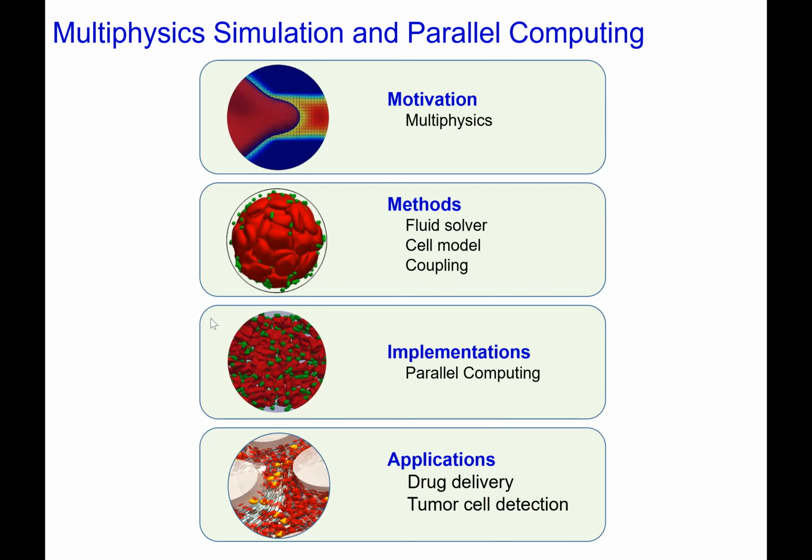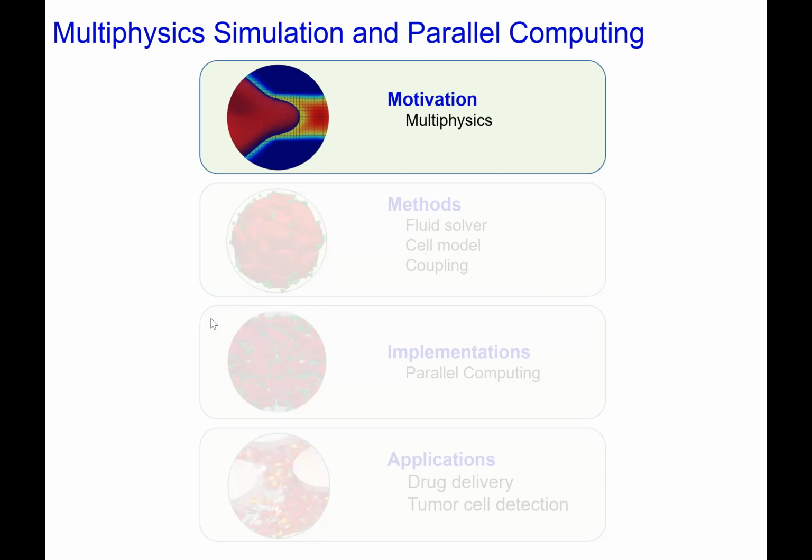Next, we will talk about how we can take advantage of the current modern computer hardware so that we can accelerate the simulation. That is what we call parallel computing, or sometimes people call it high performance computing. And in the end, I will show you two examples of applications with such a powerful tool. One is in drug delivery, another one is in tumor cell detection, which is a collaboration with Dr. Lee from Texas Tech. So first, I'll talk about the motivation.